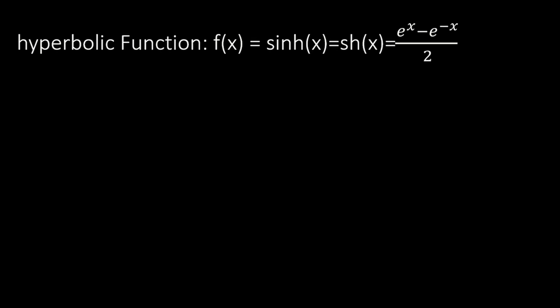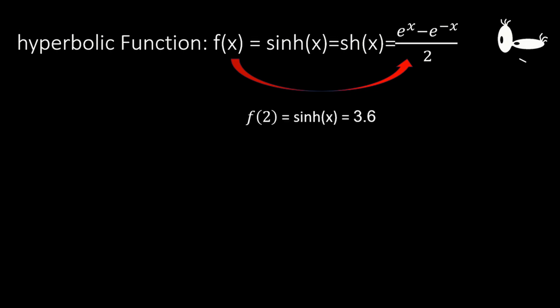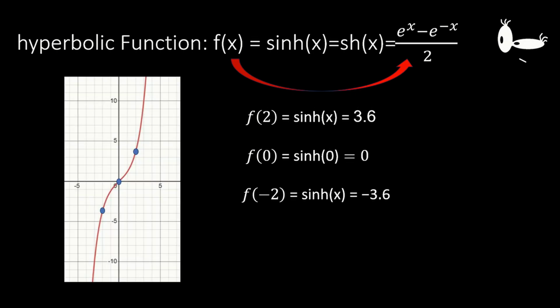Hyperbolic sin function. This is sinh x. For example, inputting 2 gives about 3.6, inputting 0 gives 0, and inputting negative 2 gives about negative 3.6. The graph looks similar to an exponential curve.